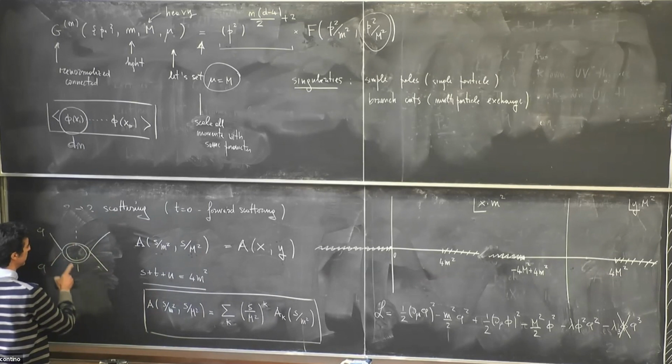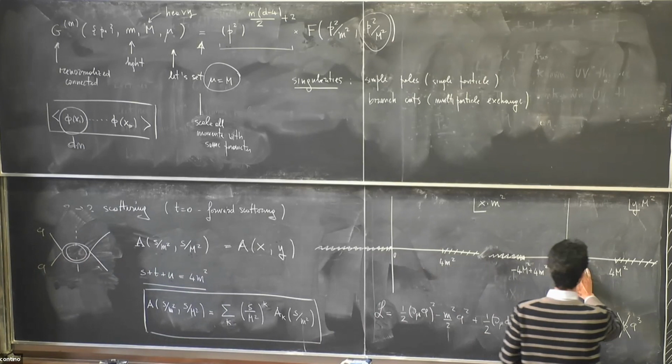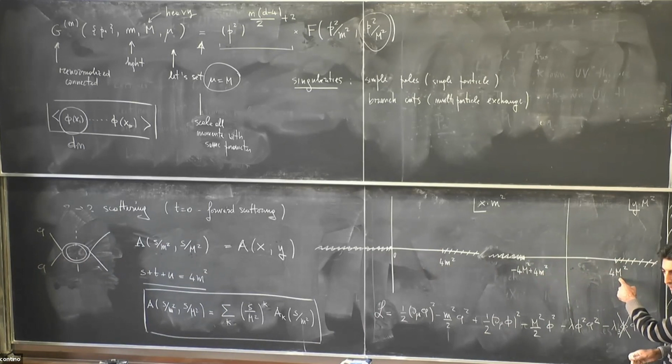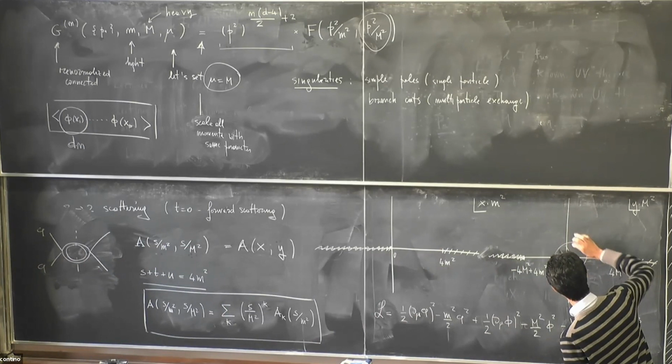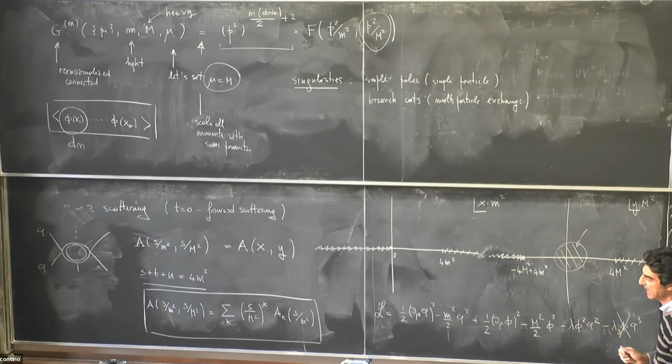But the point is that in any case, any singularity in this plane is controlled by capital M. So in the limit in which capital M is much, much larger than the energies that you exchange in this scattering, this means that you are looking at some neighborhood of the origin, and the scattering amplitude as a function of s is analytic.